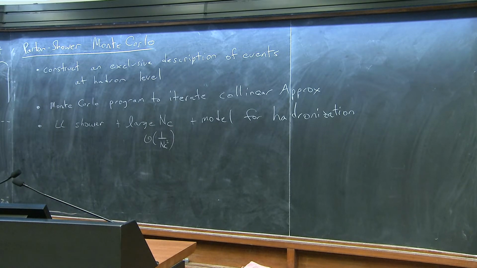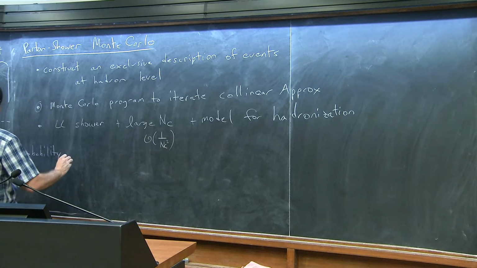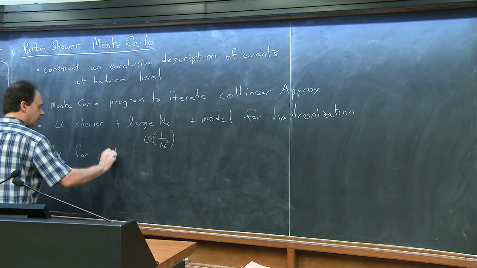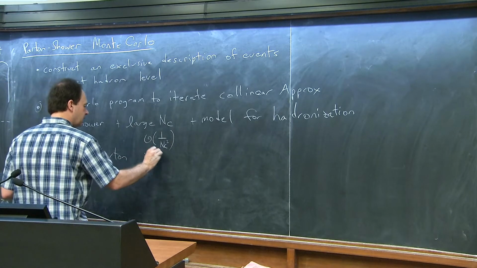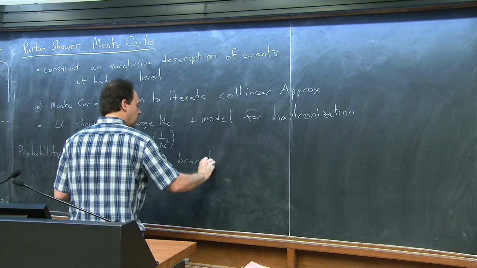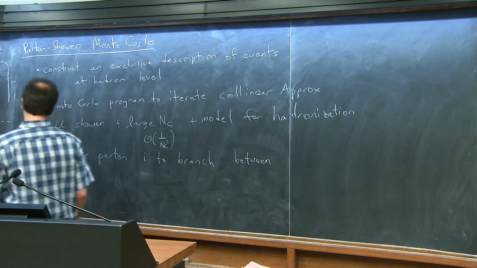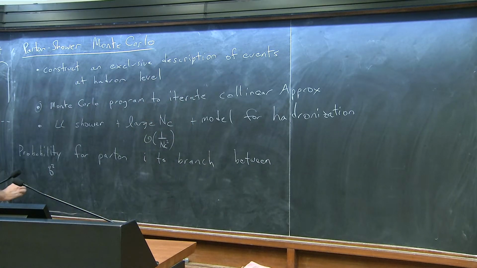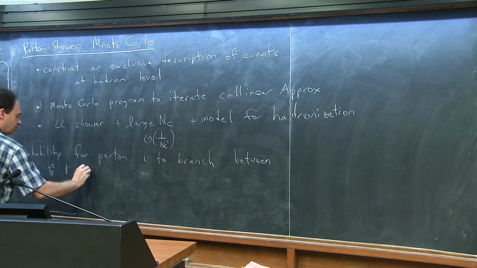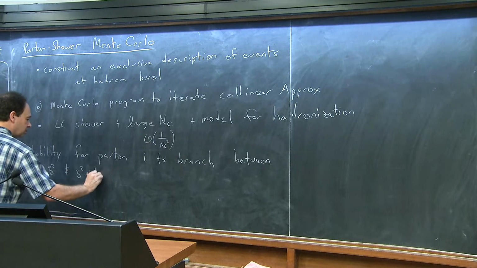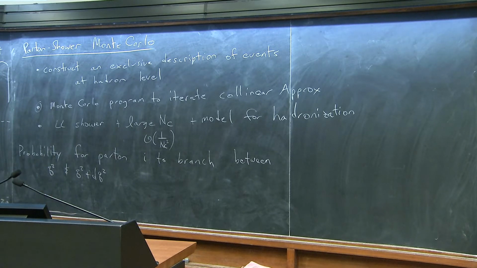The part that I want to talk to you about is this: how does it iterate the Colinear approximation? So we need probabilities here, and they're related to the Colinear approximation. So the probability for parton i to branch at some q squared interval, so we'll go back to using q squared instead of kt as the variable. I could have used kt, but let's use q squared.